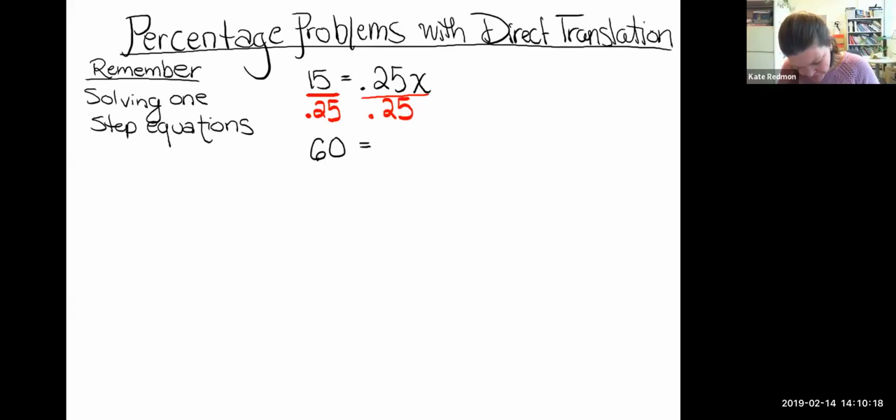That's what I got on the left-hand side. And then on the right side, multiplying by 0.25 and dividing by 0.25 are opposites, so they cancel, and all I have left is x. And I can solve a one-step equation. So things like this will come up as we're going to do direct translation. So just super important we know how to solve those types of one-step equations here.